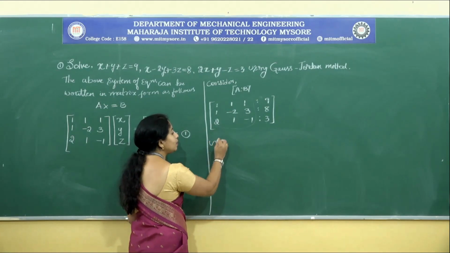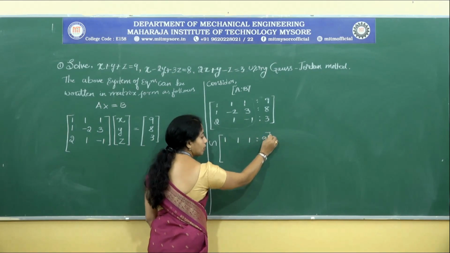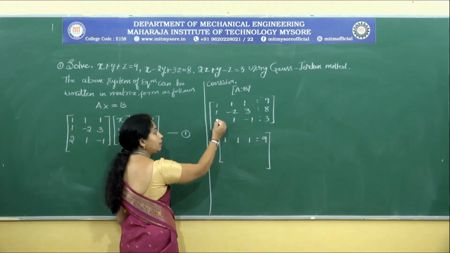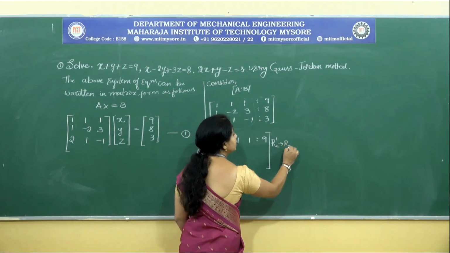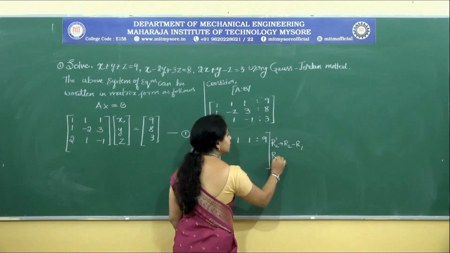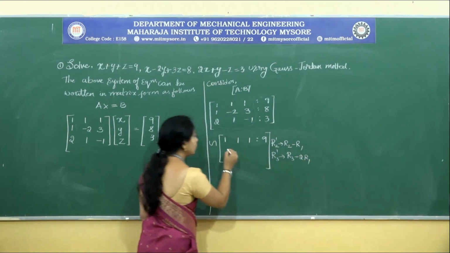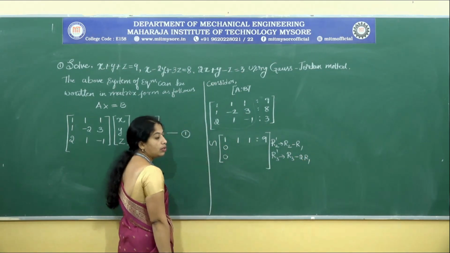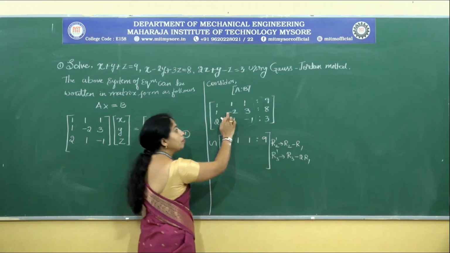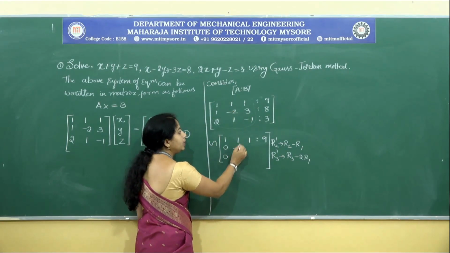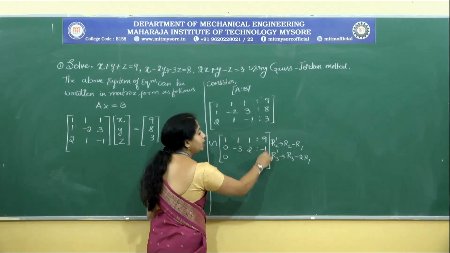Now this matrix is equivalent to, write the first row as it is. Now use the row operation to make these two elements 0. The row operation will be R2 dash equals R2 minus R1 and then R3 dash equals R3 minus 2 times R1. These two elements are 0. R2 dash will be R2 minus R1. Minus 2 minus 1 is minus 3. 3 minus 1 is 2. Again 8 minus 9 is minus 1.